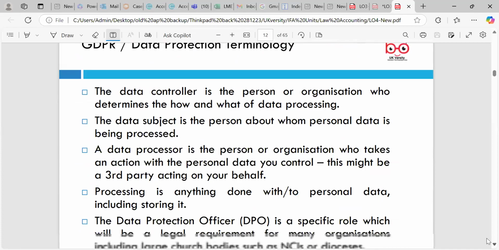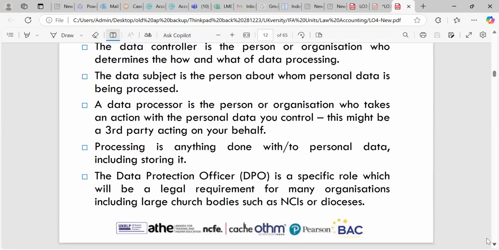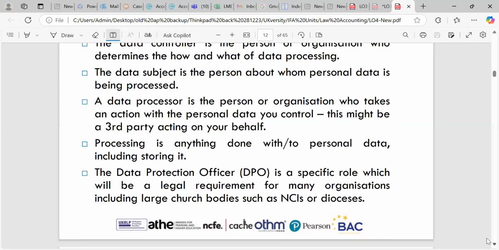Okay, so the data controller is the person in the organization who determines how the data is processed. So you can become a data controller in the organization, and the data processor is the person or organization who processes the personal data you control, might be a third party acting on your behalf, of course, sometimes it's a back office or any other. The personal data including the data protection officer, DPO, is a specific role, a legal requirement in many organizations, in large church bodies or NCIs or various others.